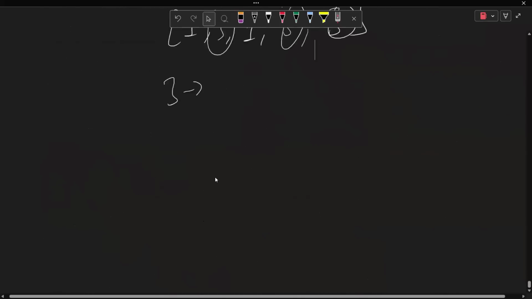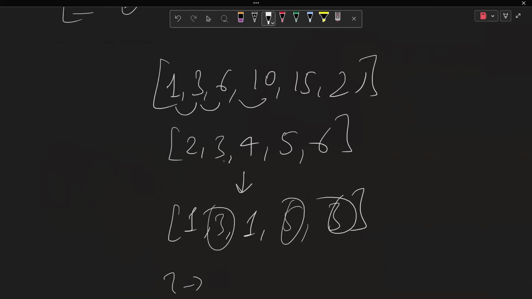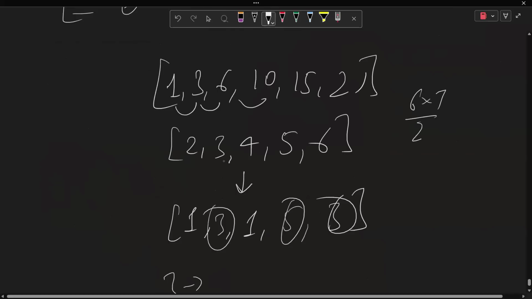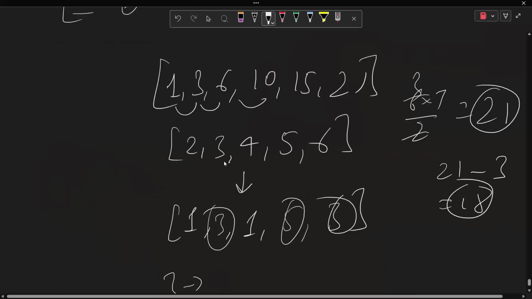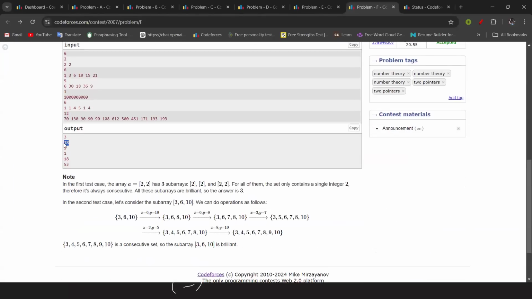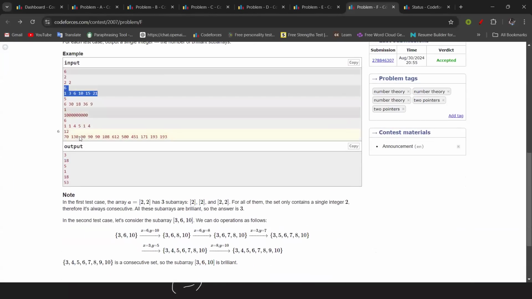N was 6 here: 1, 2, 3, 4, 5, 6. So 6 into 7 by 2 was 21. So there are 21 subarrays. Out of them, 3 were not brilliant. So 18 was my final answer for this second test case, like you can see.